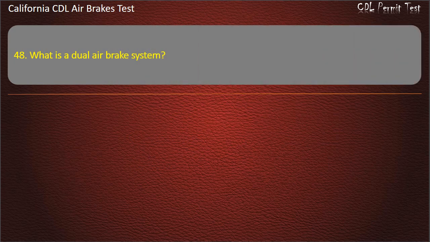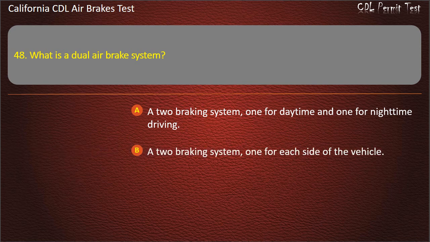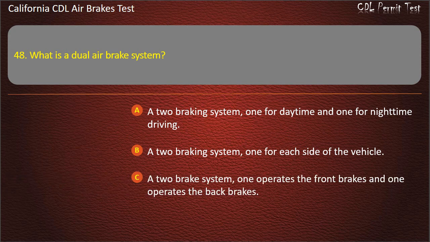Question 48. What is a dual air brake system? A two braking system, one for daytime and one for nighttime driving. A two braking system, one for each side of the vehicle. A two brake system, one operates the front brakes and one operates the back brakes. Answer. A two brake system, one operates the front brakes and one operates the back brakes.